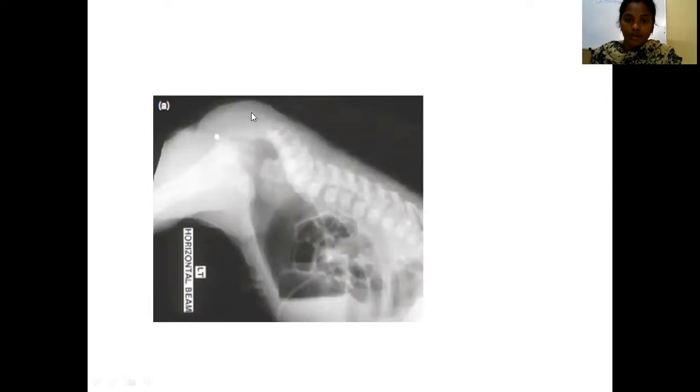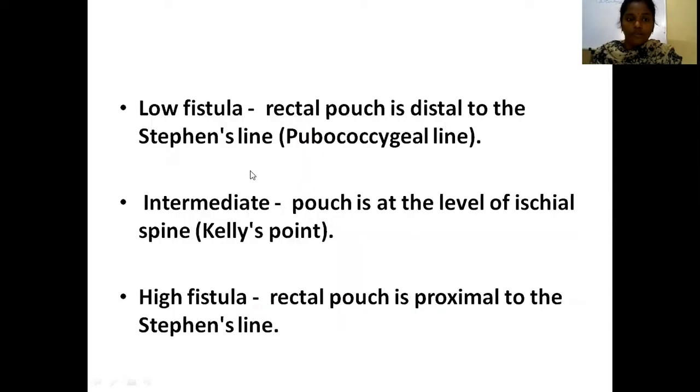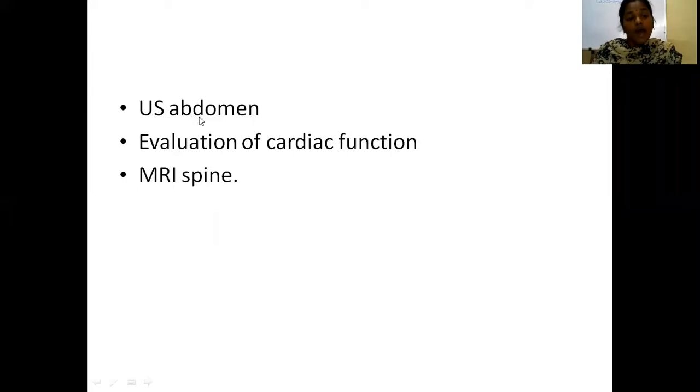This is about the invertogram. When you say low fistula, it is when the rectal pouch is below the Stephens line, that is the pubococcygeal line. Intermediate anorectal malformations are when the pouch is at the level of the ischial spine, that is at the level of Kelly's point. High fistulas are when the rectal pouch is proximal to or above the Stephens line, that is high anorectal malformations.